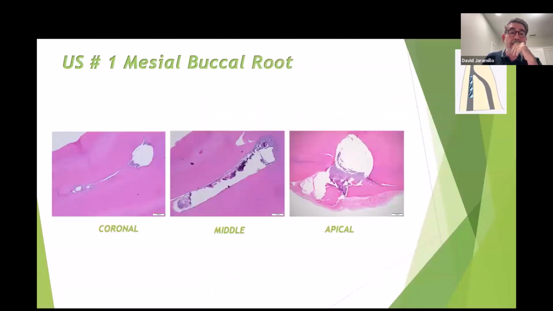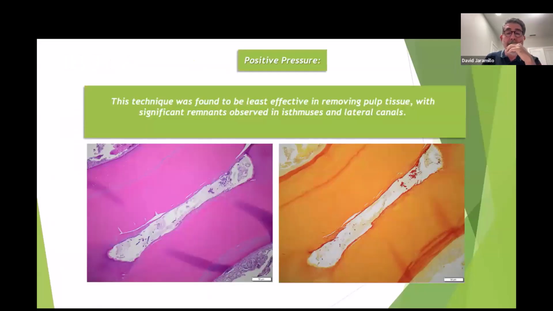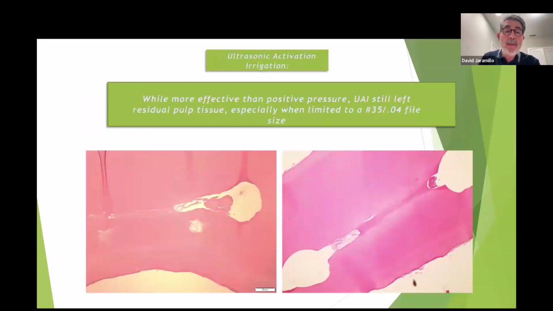Ultrasonic, it left a lot of pulp tissue. This is the palatal root. Obviously, it didn't clean anything because we didn't do those canals. So the positive pressure is going to help a lot, but it's going to be the less effective technique in irrigation, but the most used one.